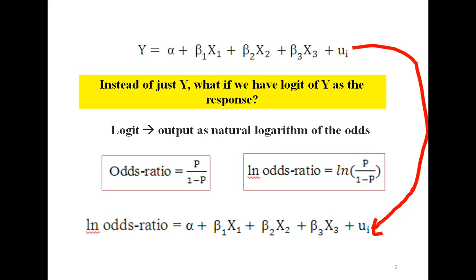But suppose the dependent variable happens to be a categorical variable. For example, you are asking a farmer whether the farmer has adopted a technology or not. Then you will be given a response, yes or no, qualitatively.